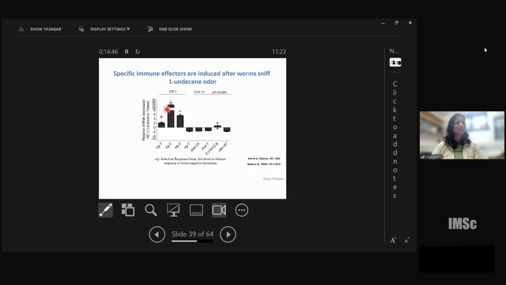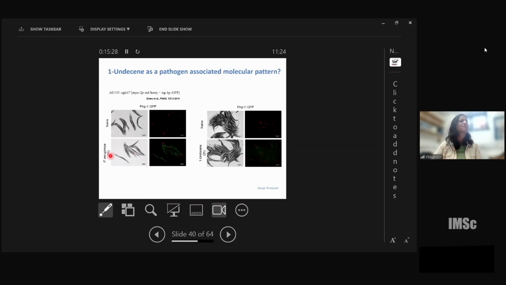So to do this, Deep allowed worms to sniff 1-undecene for 2 hours and then asked what is happening transcriptionally. He looked at genes which are upregulated to protect worms from Pseudomonas aeruginosa, and he was able to show that 3 different genes were upregulated, some of them really highly, and then it protected the worms from subsequent infection with Pseudomonas. And what was really gratifying is that when worms were allowed to sniff 1-undecene, they were protected from Pseudomonas aeruginosa, but not from other pathogens. So it was a specific response.